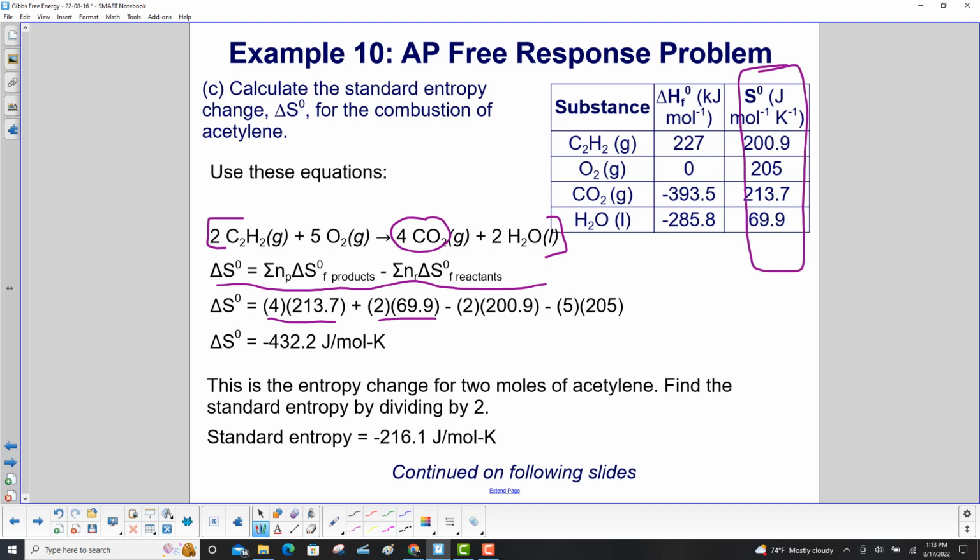And then what's different about this, for entropy, elements do have an entropy, unlike enthalpy, where they have a value of 0. So we plug those numbers in, and we get a delta S naught of minus 432.2 joules per mole Kelvin. But that's the entropy change for 2 moles of acetylene. All right, that's the 2 right here. Find the standard entropy by dividing by 2, and we get minus 216.1 joules per mole Kelvin.